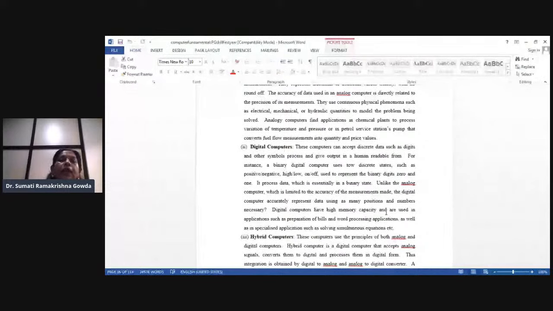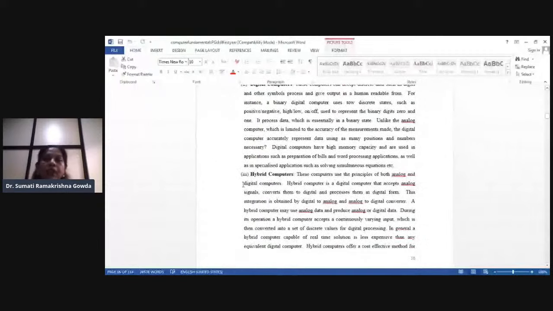So you will be typing a lengthy document. All that document in the form of alphabets and numbers is converted into zeros and ones. So we call it digital computers. Hope you have understood. Okay.